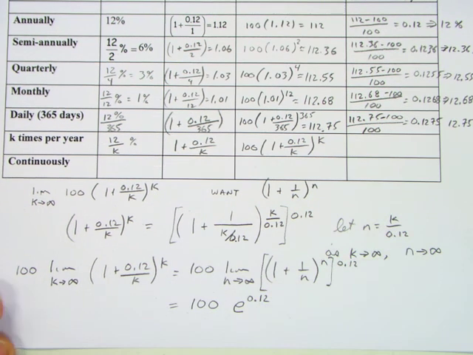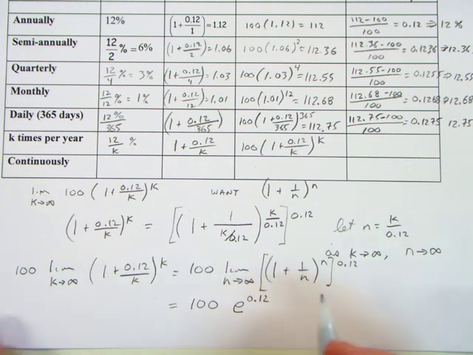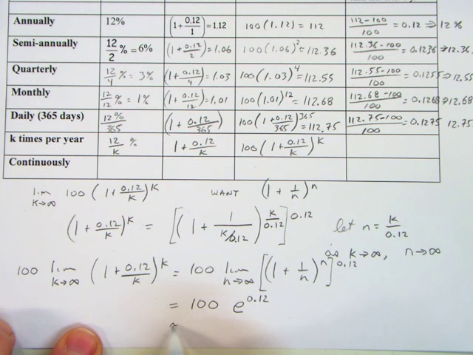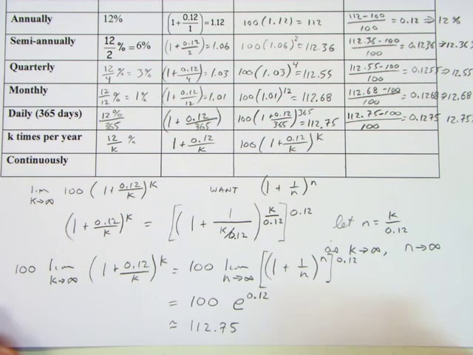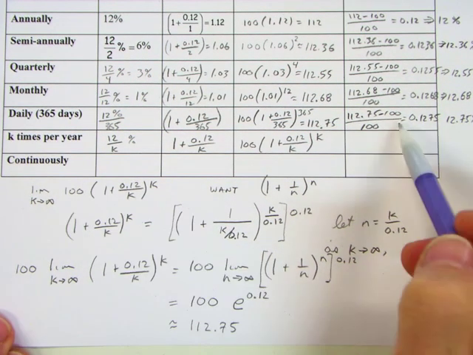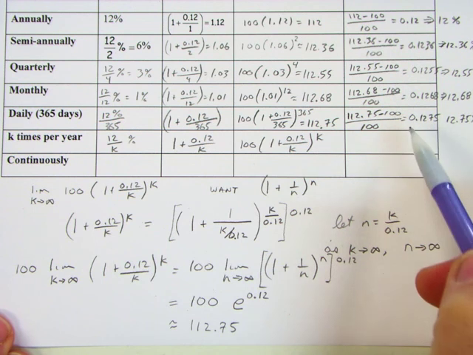And what you could do is take out your calculator and type in 100 times e, and your e button is 2 keys above your on button, and 0.12, and what you get is approximately 112.75. Now I want to point out something. Let's take a look and compare that to the daily. They are approximately the same. If we looked at some further decimals, they're not exactly the same.